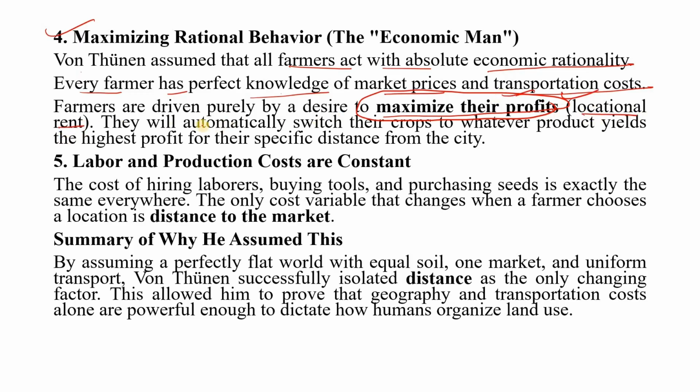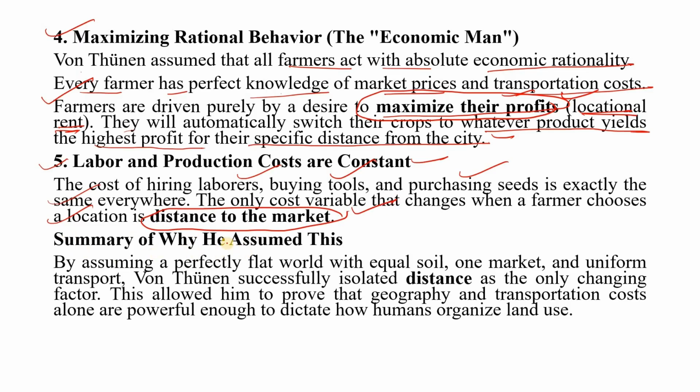Locational rent. Okay. What is the meaning of locational rent? The profit. They will automatically switch their crops to whatever product yields the highest profit for their specific distance from the city. As I have already explained in the previous slide, the labor and production costs are constant. This is assumption number 5. The cost of hiring laborers, buying tools, and purchasing seeds is exactly the same everywhere. The only cost variable that changes when a farmer chooses a location is distance to the market. This is the only variable that changes.